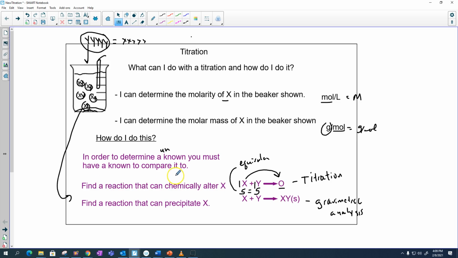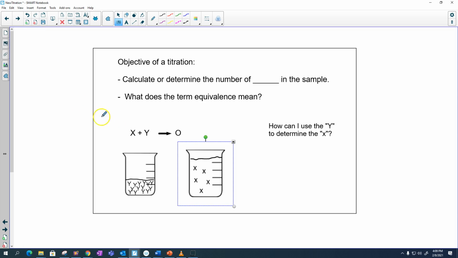In order to determine an unknown, I must have a known. This is considered my known. This is considered my unknown. I'm comparing the two by the stoich ratio. So the objective of a titration: calculate the number of moles in a sample. And that's really what we're looking to do. What does the term equivalence mean? It means your moles are equal.